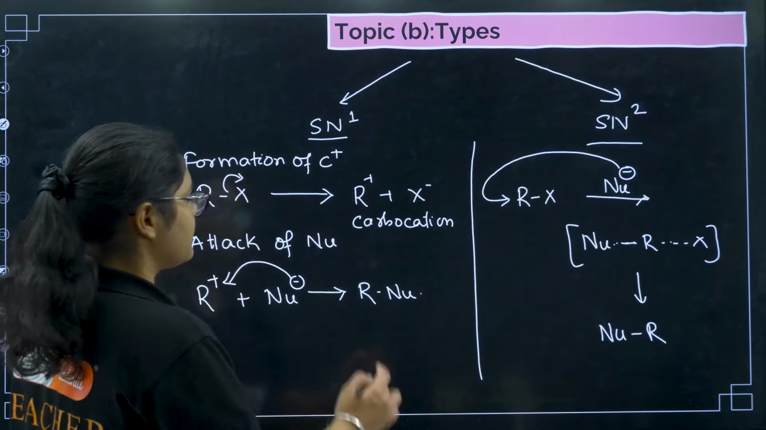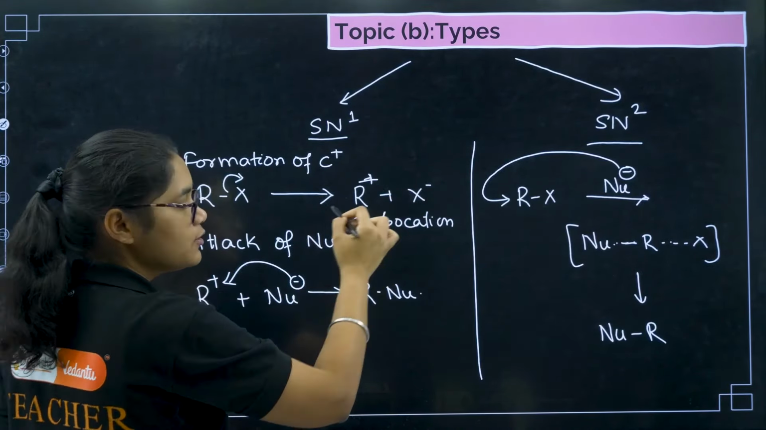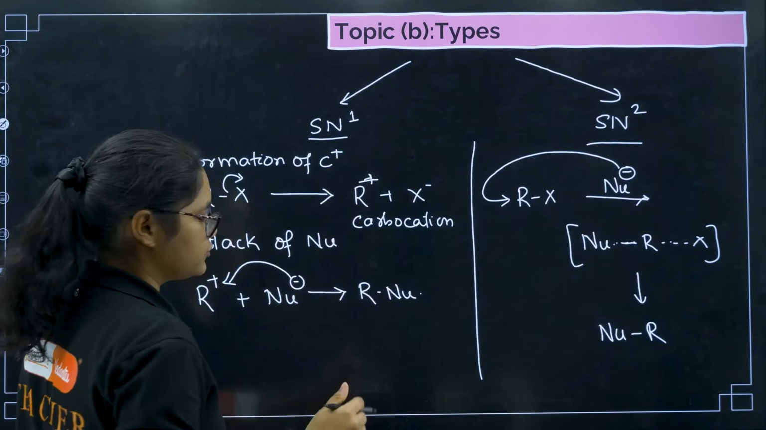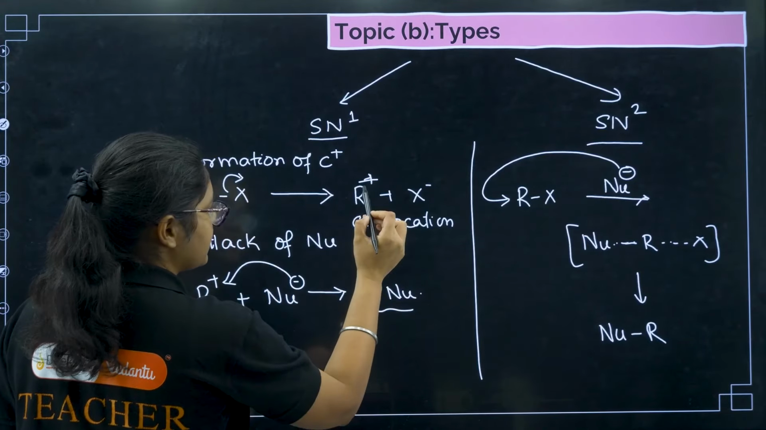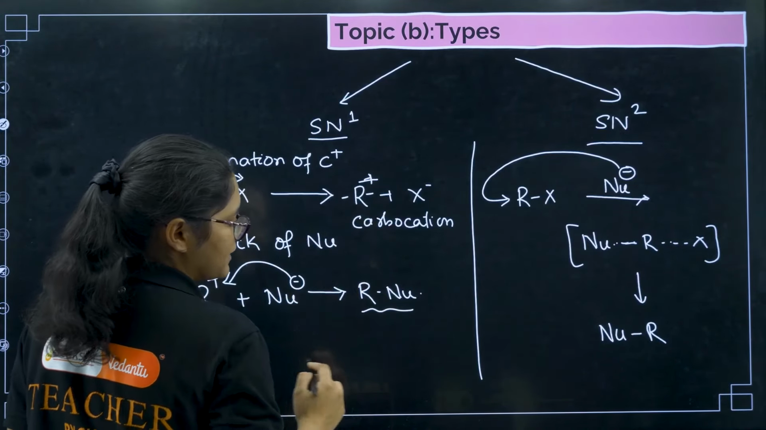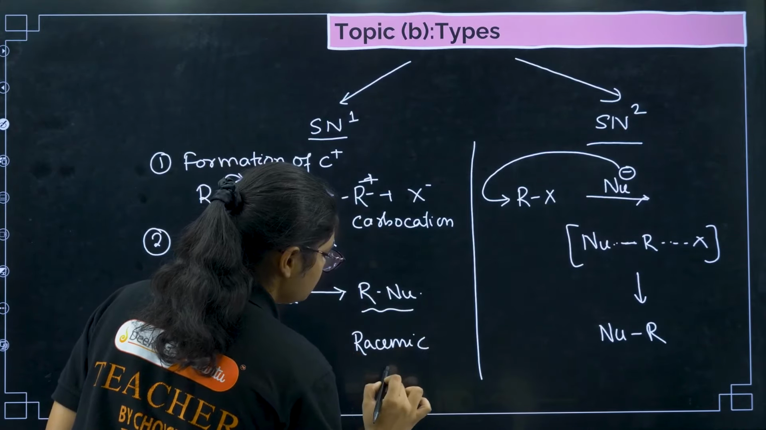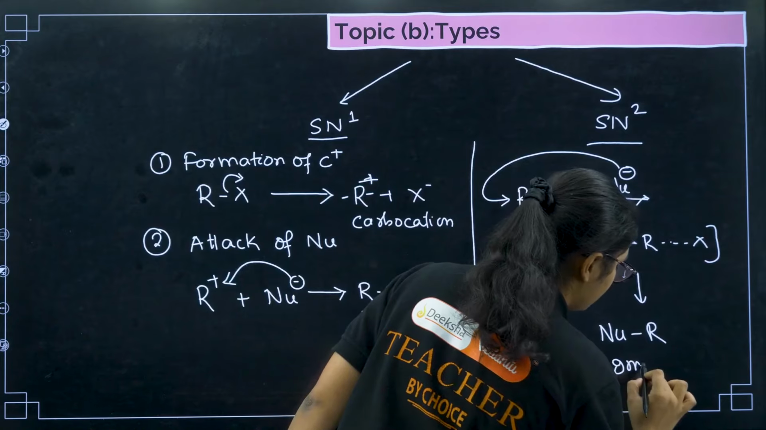Here in SN1, a carbocation is formed, there is no X, so the nucleophile can attack from the front side also, back side also. We will get two enantiomers as product here. One is from the front side and one from the back side. So we will get a racemic mixture here. But in SN2 we will always get the inverted product.